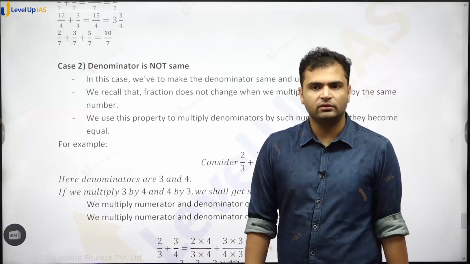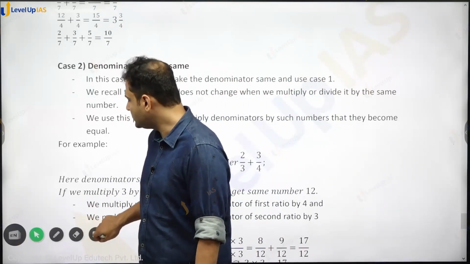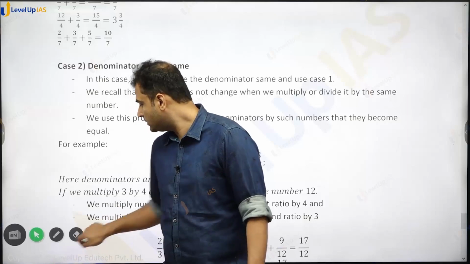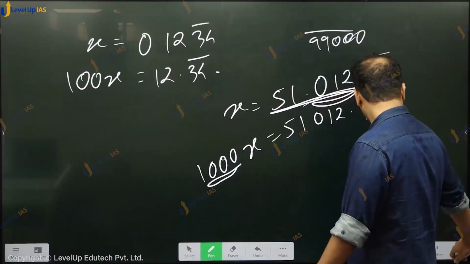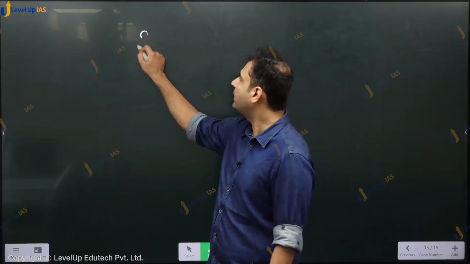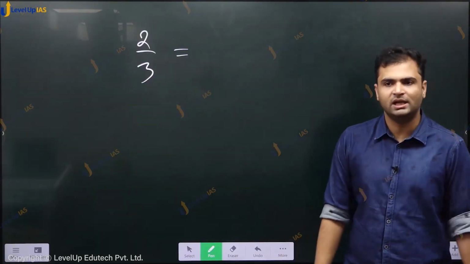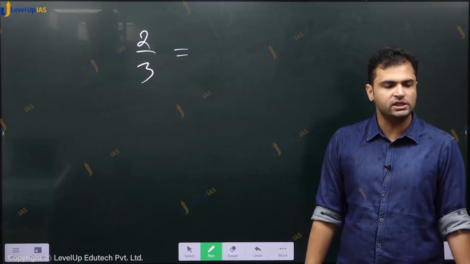Why can we do that? Because we recall that the value of a fraction does not change when we multiply and divide the numerator and denominator by the same number. For example, if I have 2 by 3, I can multiply both 2 and 3 by the same number and the value of the fraction will not change.